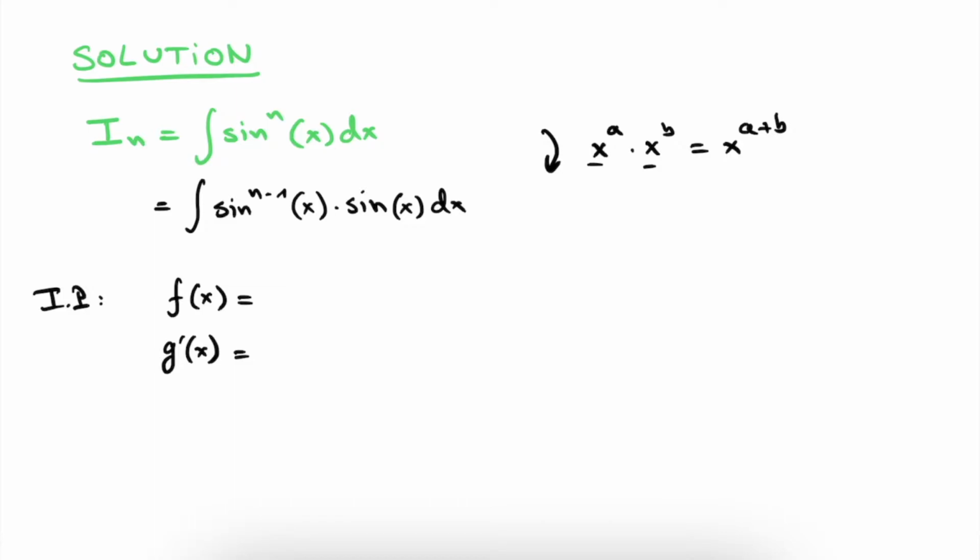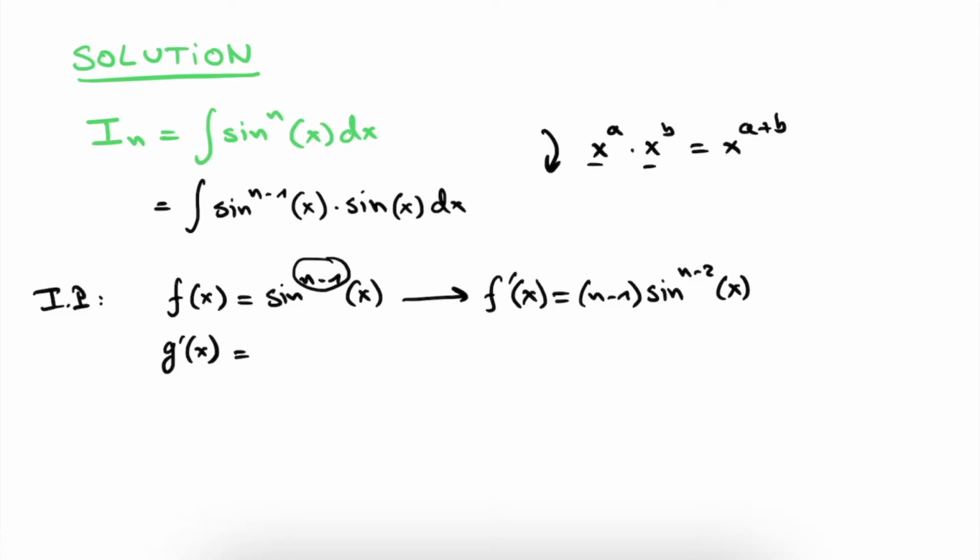For f of x in our case, we will use the sine to the power of n minus 1 of x, which leads to f prime of x, so the derivative of this function with respect to x, to be equal to n minus 1 times the sine to the power of n minus 2 of x, so simply deriving this power of the sine of x, which brings this power in front of the sine of x, and dropping the power by 1. But we have to be careful here and also take the chain rule into account, and then also derive the sine of x. And this will give us the cosine of x using the chain rule of derivation.